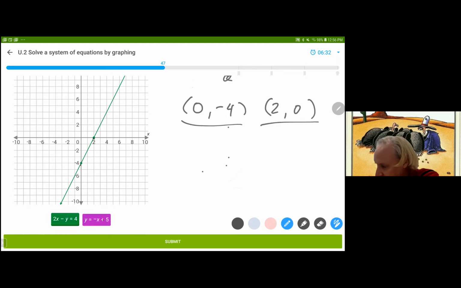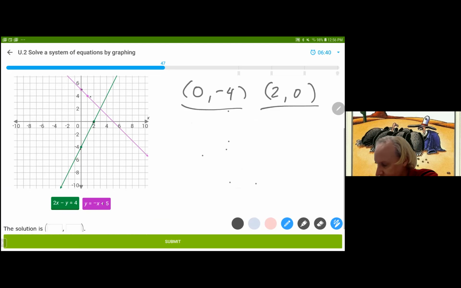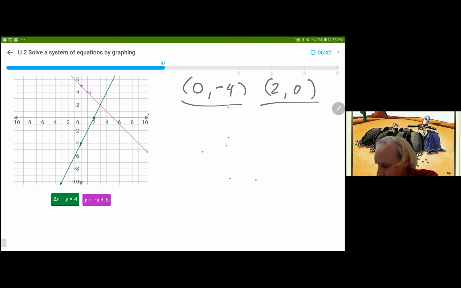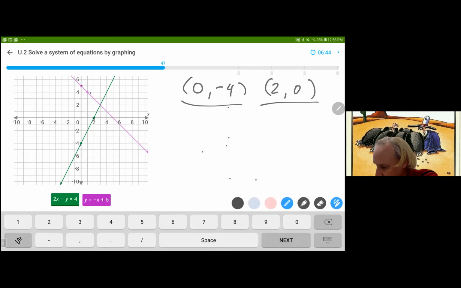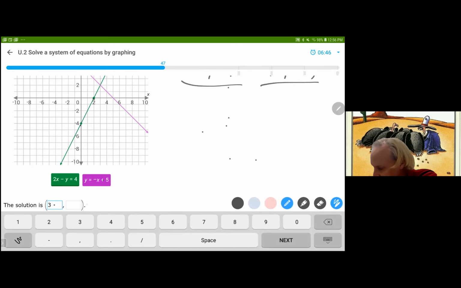Anyway, the purple equation goes through (0, 5), has a slope of -1, and there it is. It looks like my solution is at (3, 2). Let's see if that's true. 3 times 2 is 6, minus 2 is 4, yeah. And -3 plus 5 is 2. Yay, got it.